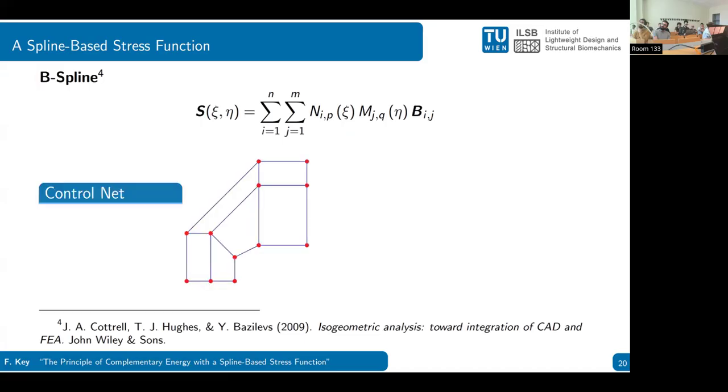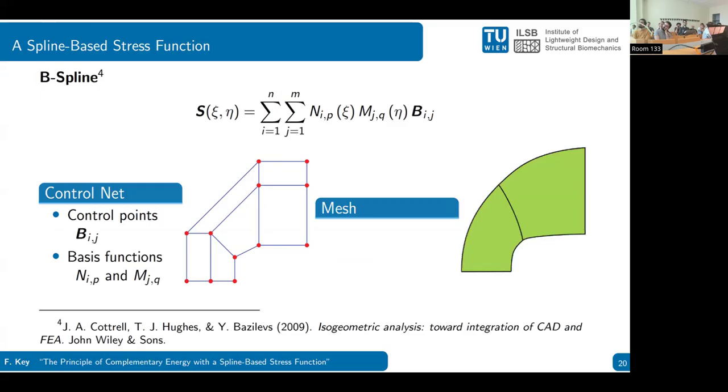You see that this has some structure: i runs from 1 to m and j from 1 to m. Therefore, these control points can also be viewed as a control net. Each of the red dots is one control point, and we define them to represent the surface. Each control point ij corresponds to basis functions N_i and M_j, and then you get the surface out of this.